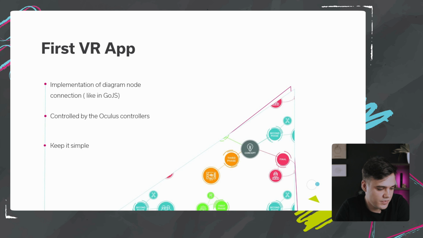Right, so as you can see in the picture, we have the diagram representation here. There are some connections between nodes, which we'll call links. And this should be controlled by the Oculus controllers, and we just keep it simple.